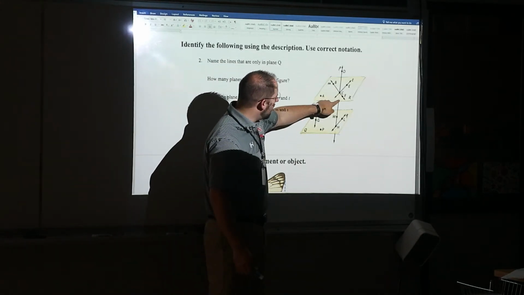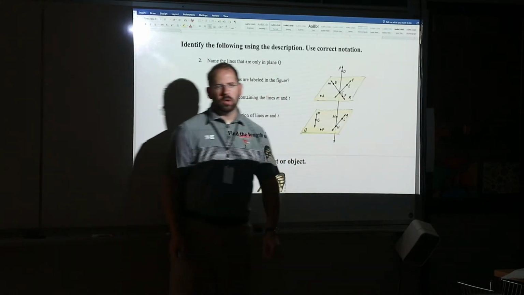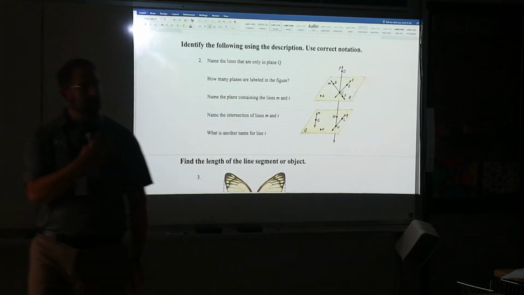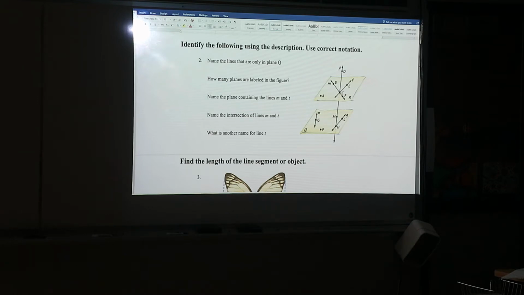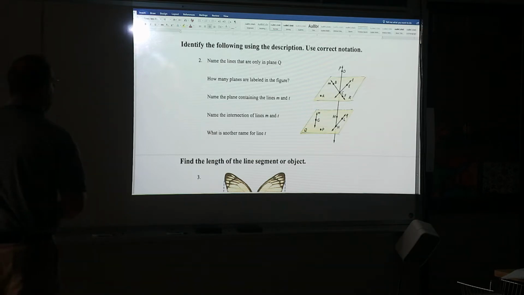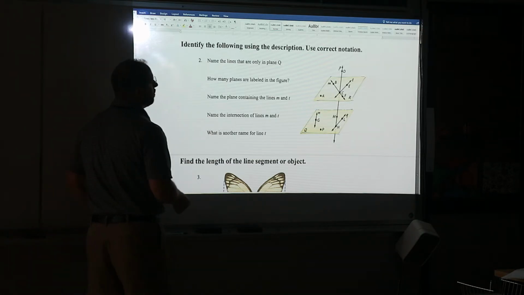It has dashed lines. So I'll warn you on test day, I'll put the pictures up there, and I'll highlight them and I'll go through the directions before you start. If you don't pay attention to me going through directions, you'll miss stuff, because I'm going to give you maybe some freebies sometimes. Alright, name the lines that are only in plane Q.